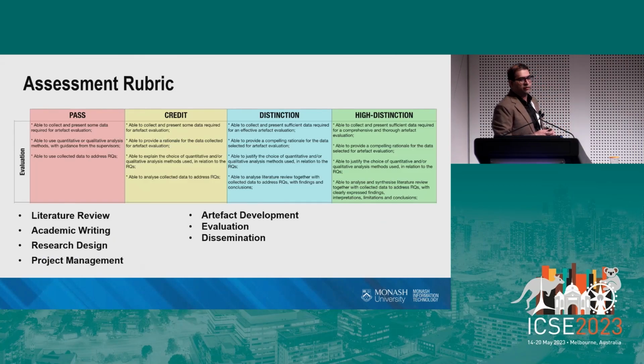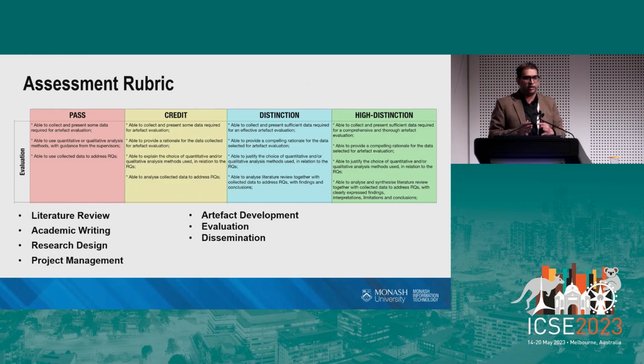Then we also built a very detailed assessment rubric, very closely attached to the personas on the previous slide. I'm not going to go into all these details. It's probably not readable as well. But we had 7 factors on which we built this assessment rubric against these 4 grading levels: literature review, academic writing, research design, project management, artifact development, evaluation, and dissemination. I'm going to quickly highlight only artifact development.